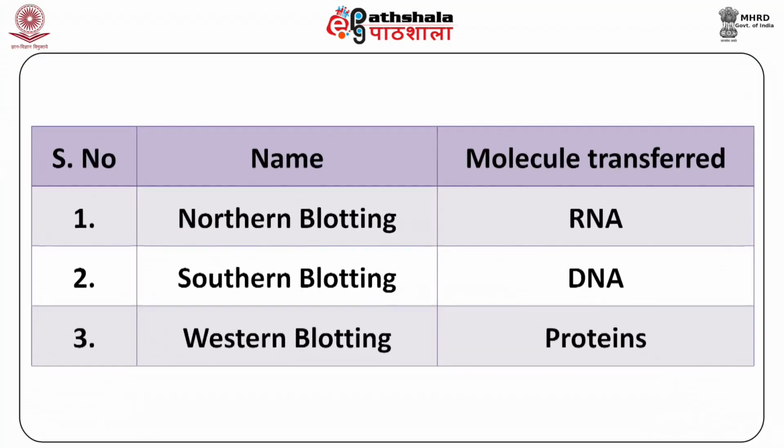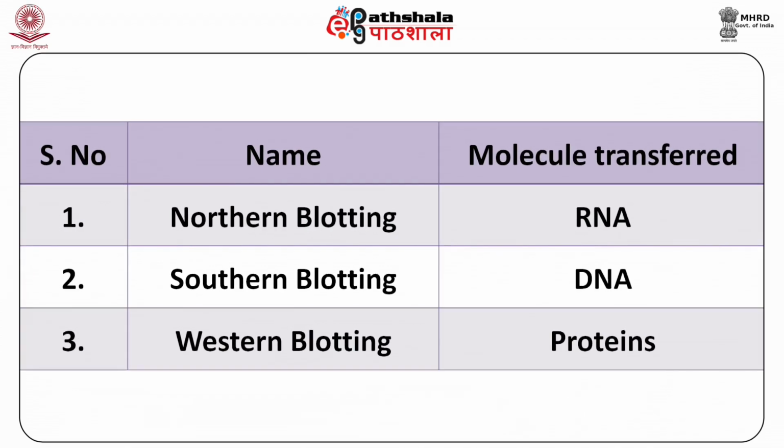Further, blotting is of different types depending upon the type of molecule transferred. For RNA, the name is northern blotting. For DNA, the name is southern blotting, while for proteins, the name is western blotting.